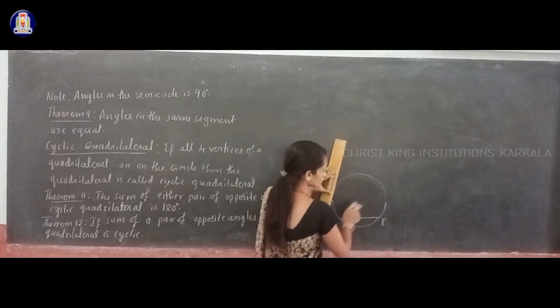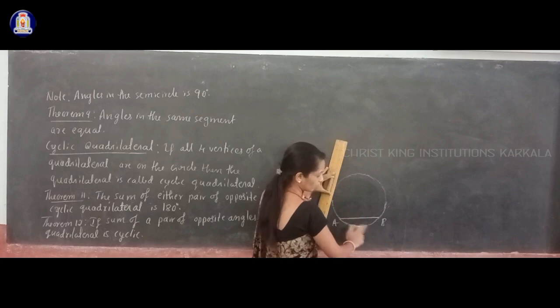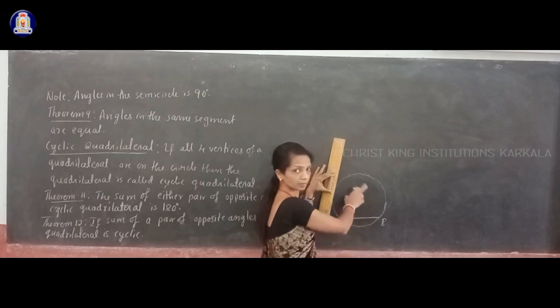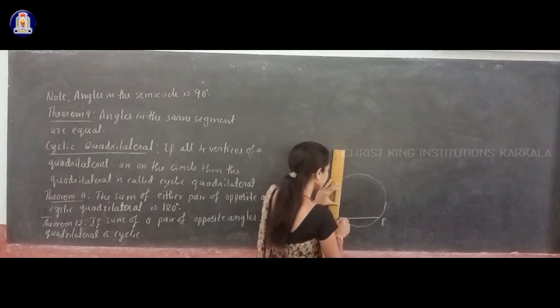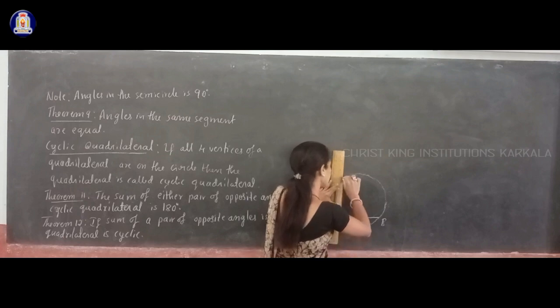Okay, this region is called a segment and this region is also called a segment. This is the minor segment, this is the major segment. Angles in the same segment are equal.